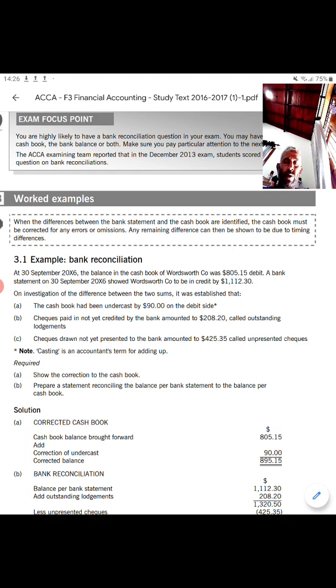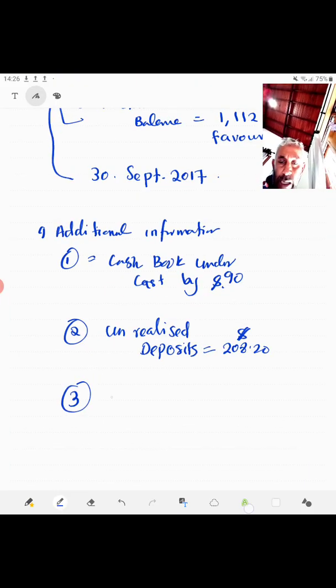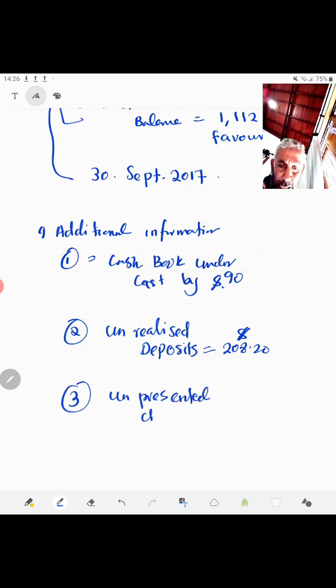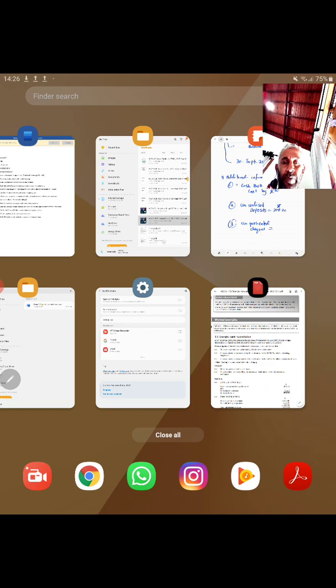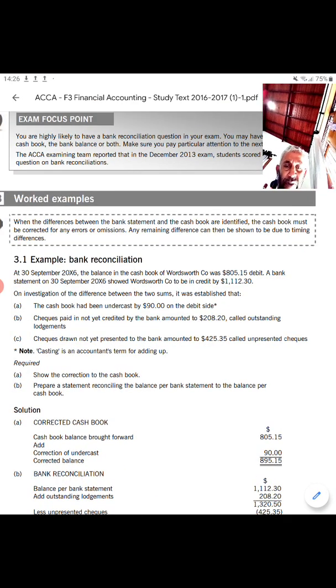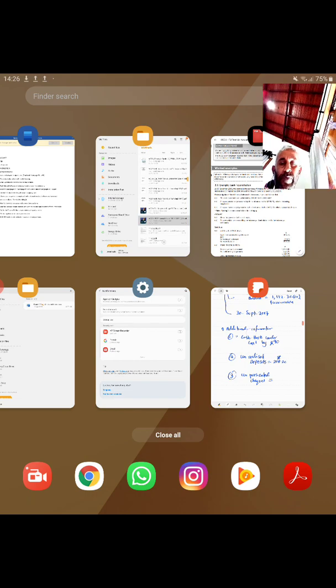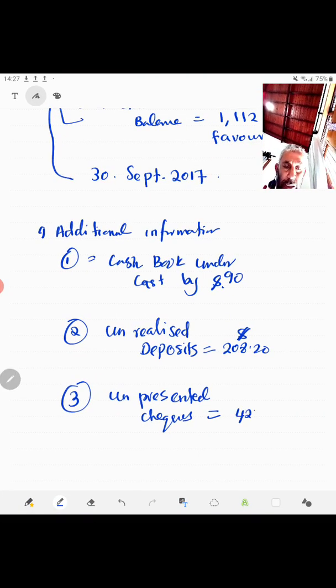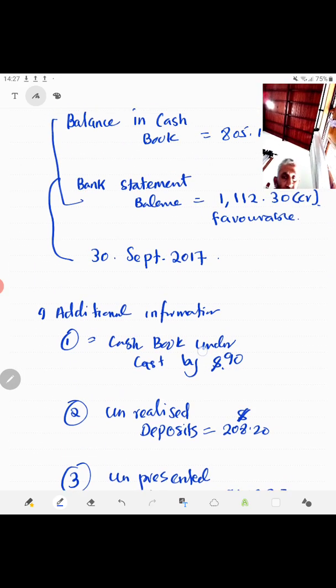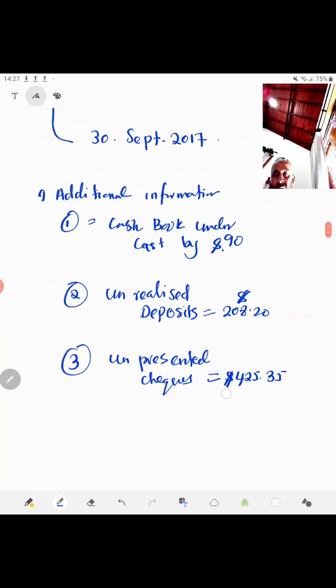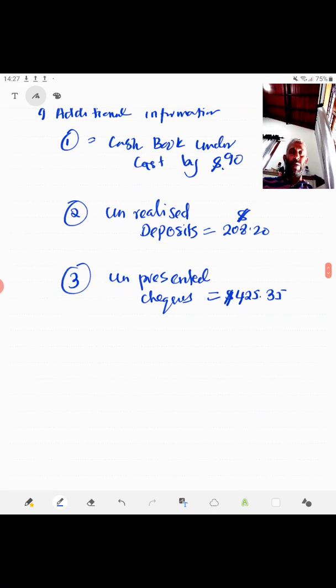Third one, checks drawn not yet presented to the bank account amounted to 425.35. In our language, these are unpresented checks, amounting to $425.35.